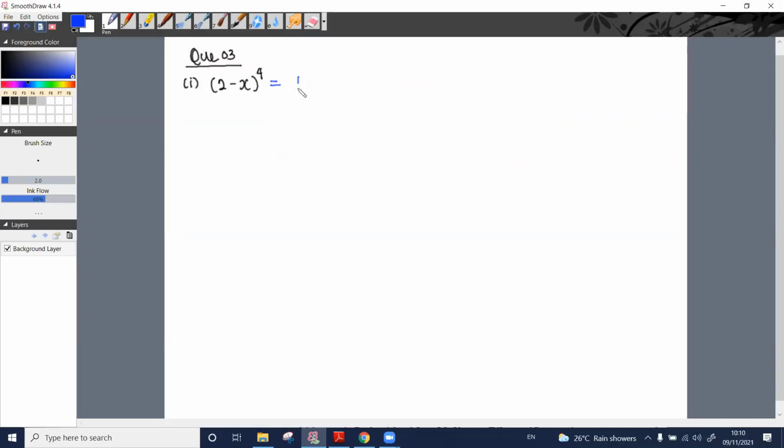Right. From the Pascal triangle, what we got? 1, 4, 6, 4, 1. This is what we got from the Pascal triangle. Right. The first term is 2, second term is x. First term 2, second term x.